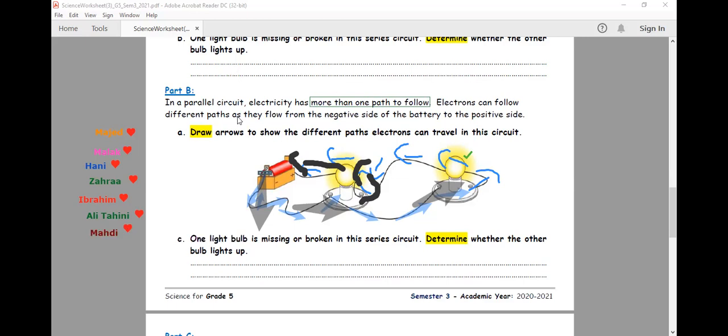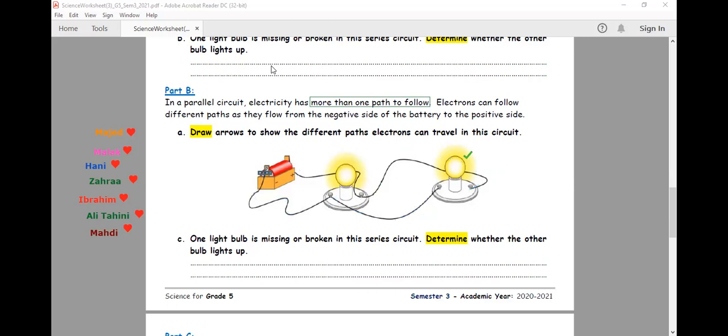This is a parallel circuit. So there are more than one pathway for the electrons to flow through. Look, electrons leave the negative side of the battery. They move through the first light bulb and back to the battery. This is number one. This is the first one.